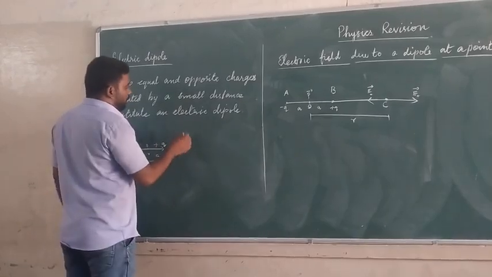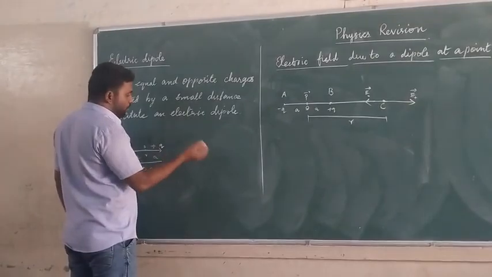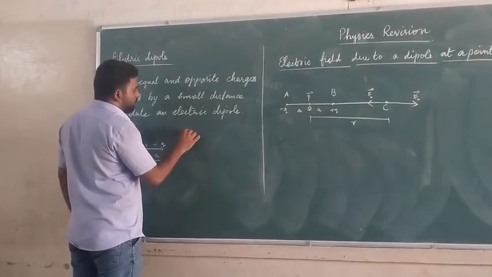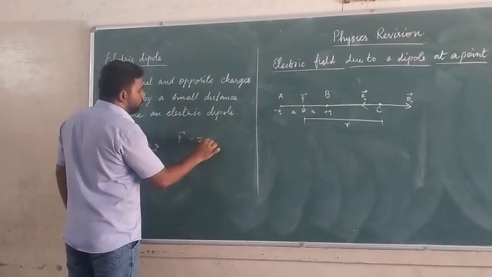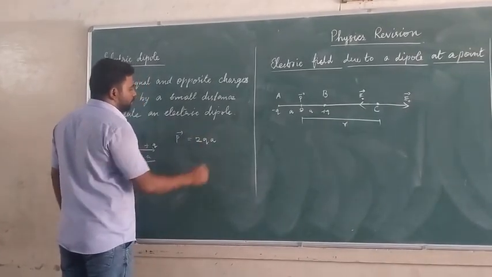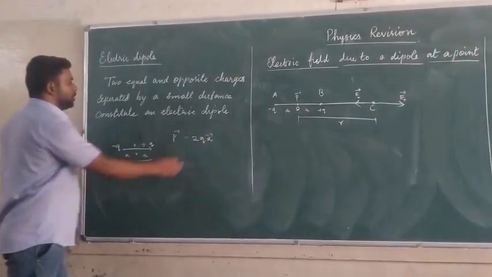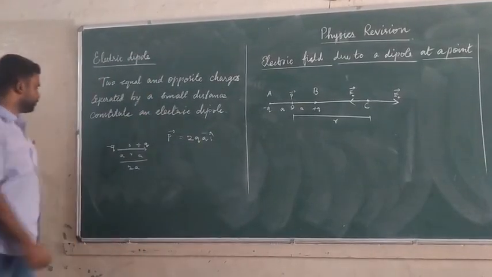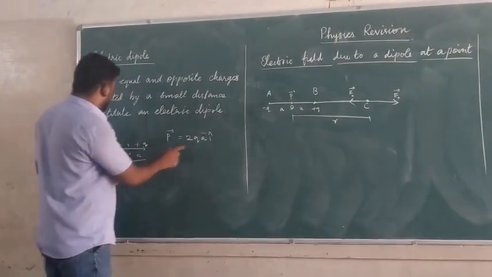So the dipole. And also we know what is dipole moment. So dipole moment will be defined as p equal to q times 2a. So this is called the dipole moment of the charge.